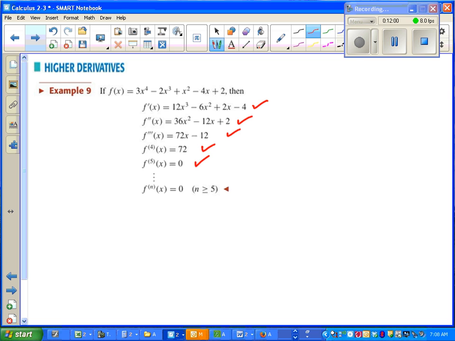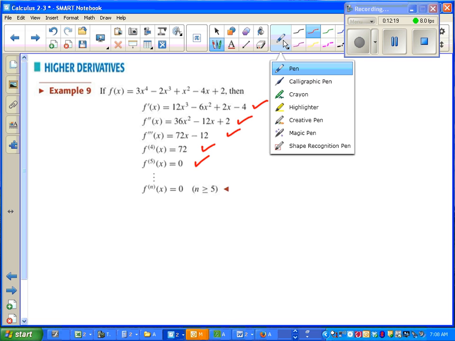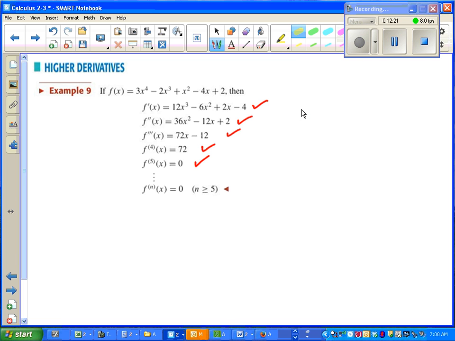Notice with a polynomial, you're eventually going to get to 0. That's only true with polynomials. You don't always get to 0. Soon we're going to be learning how to find derivatives of things like trig functions, logarithms, exponents. Those won't go to 0 eventually, but polynomials always will. The reason is, look what happens to our degree every time. If we start with a 4th degree, our derivative is a 3rd degree, then the degree keeps going down by 1 until you have nothing left.